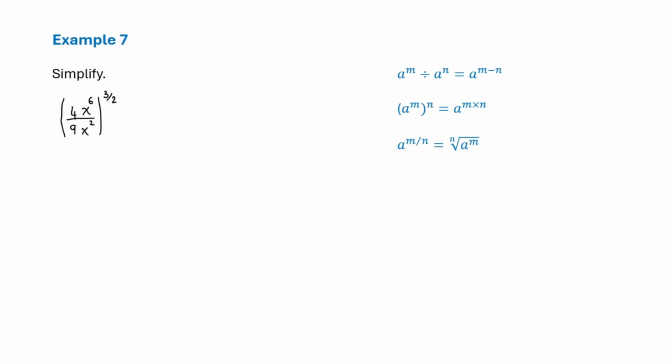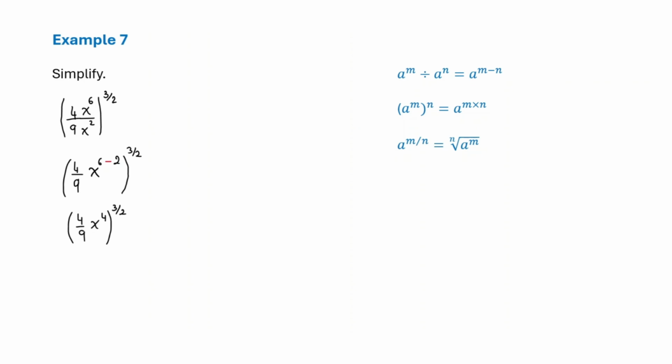We'll leave 4 over 9 as a fraction and apply the quotient rule to the powers of x. The base stays the same, and we subtract the exponents. This gives us 4/9 x to the power of 6 minus 2, all raised to the power of 3/2. 6 minus 2 is 4, so we get 4/9 x to the power of 4, all raised to the power of 3/2. We will use the power of a power rule here to simplify the expression.